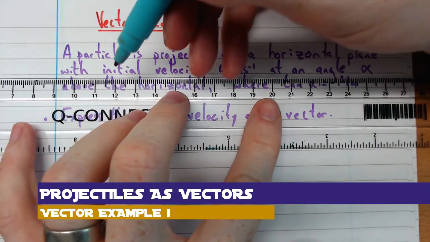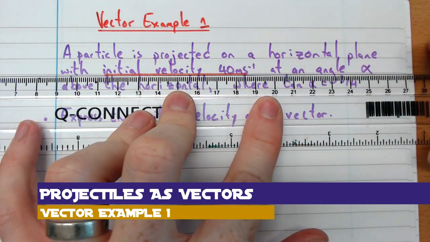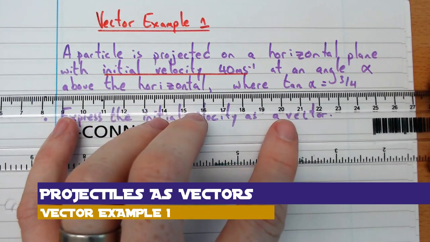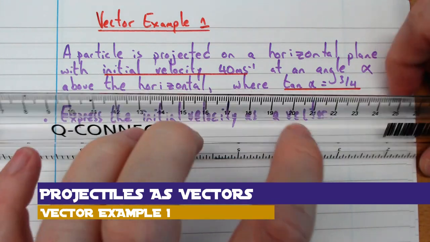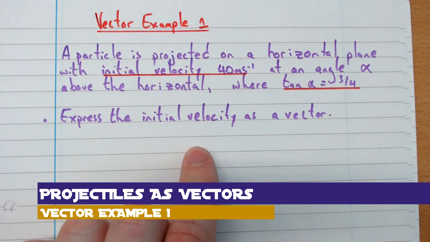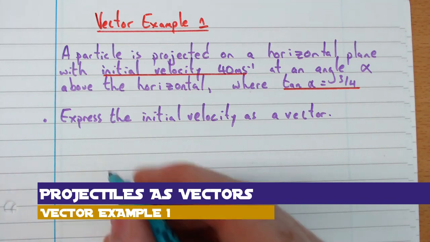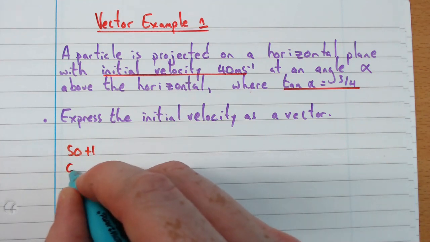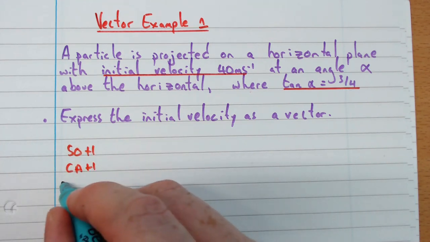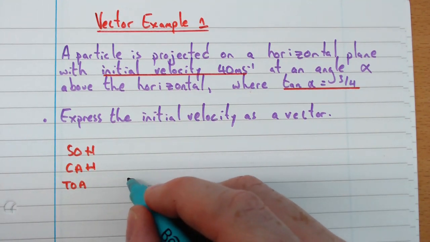A particle is projected on a horizontal plane with an initial velocity of 40 meters per second at an angle of alpha above the horizontal, where tan alpha equals 3/4. There's a lot of words that are very confusing in there, but the important thing to note first is tan alpha equals 3/4. That tells us quite a bit about the question. So we're going to think about SOHCAHTOA and how that relates to tan alpha equals 3/4, and we're going to draw a small diagram to represent it.